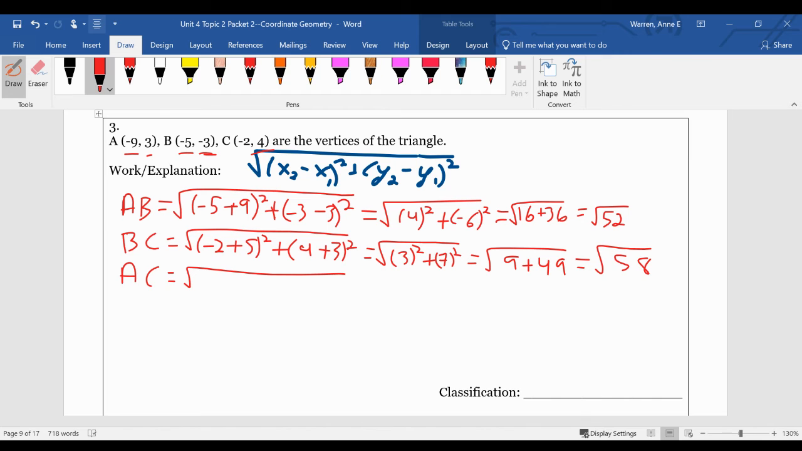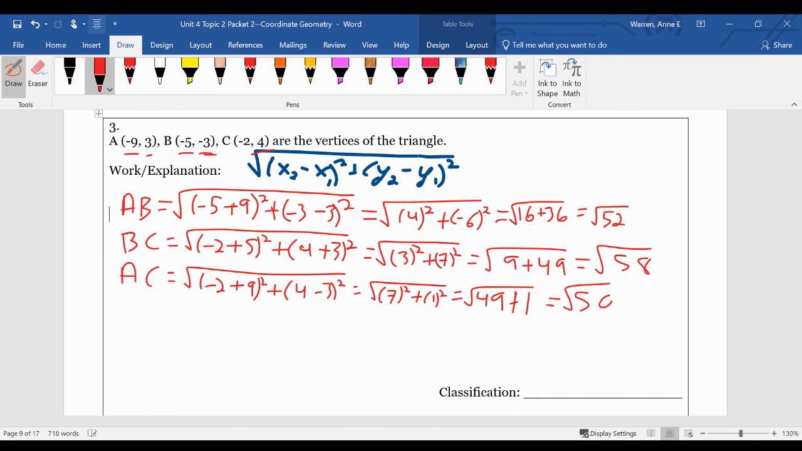So using the coordinates from A and C, -2 minus -9 squared plus 4 minus 3 squared gives me 7 squared plus 1 squared, or in other words, root 50.